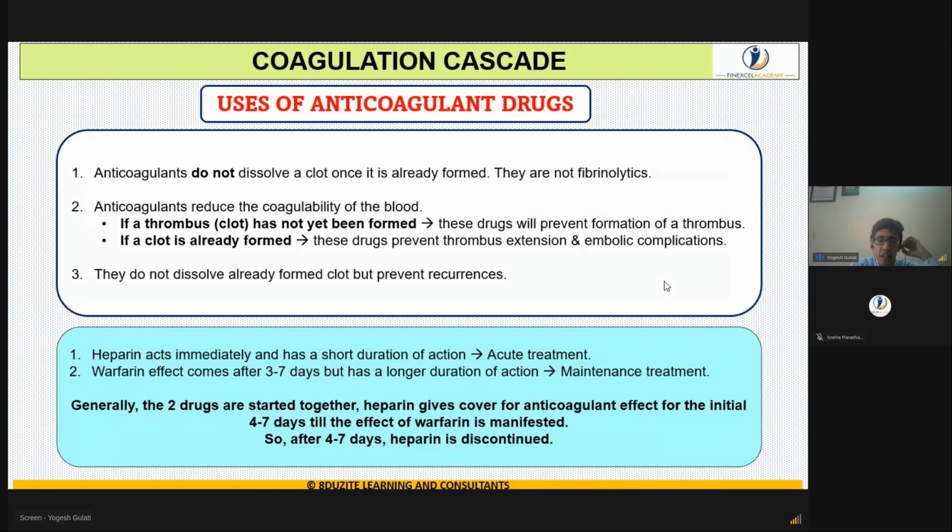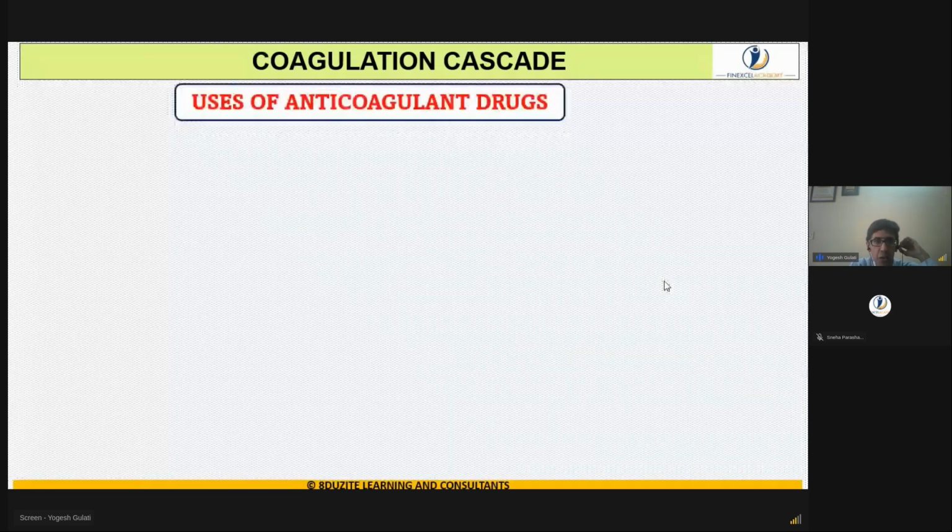So this is the approach to anticoagulant actions. Start both together. After 4 days, once heparin starts acting, the effect of warfarin starts coming, withdraw heparin. Then comes, why are they used?